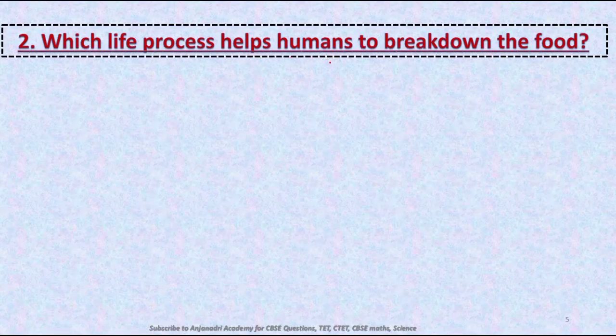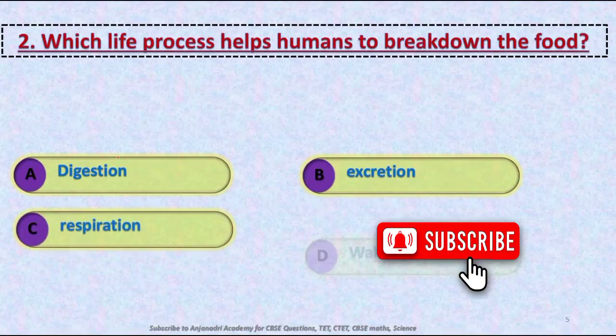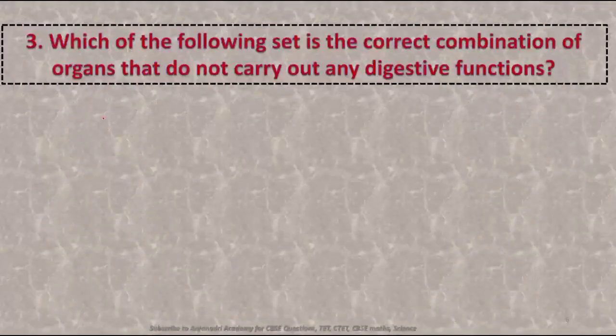Which life process helps humans to break down the food? Option A, digestion. Option B, excretion. Option C, respiration. Option D, walking after a meal. The correct answer is option A, digestion. Let us move to the next question.